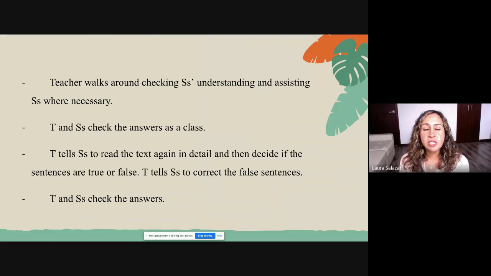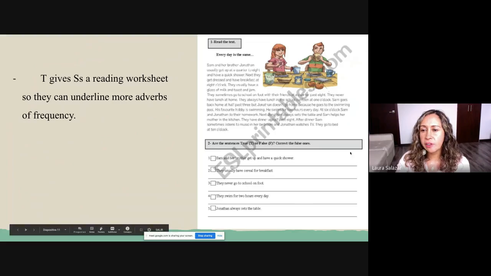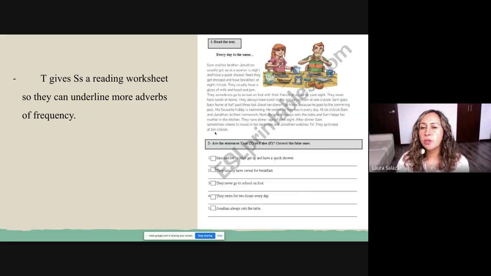When they finish this, the teacher tells students to read the text again in detail and then decide if the sentences are true or false. The teacher tells students to correct the false sentences. So in the same worksheet, in the second part, they are going to mark whether the sentences are true or false, and they have to correct the false ones.